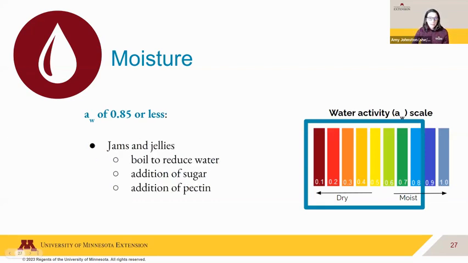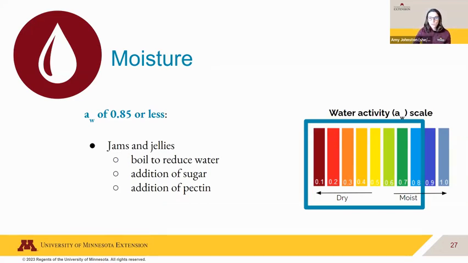For those of you who make jams and jellies, you may know that these products have a water activity of 0.85 or less. By boiling to reduce the amount of water in the mixture, or by the addition of sugar and or pectin to the mixture, those are ways that you can reach that water activity of 0.85 or less.